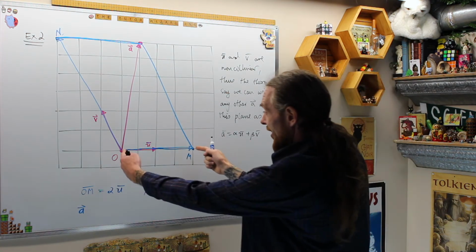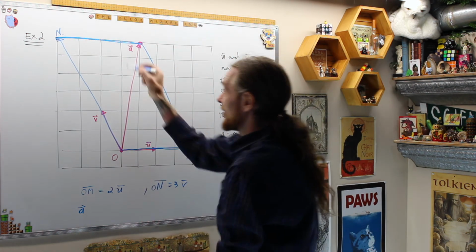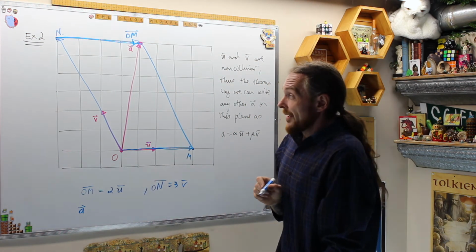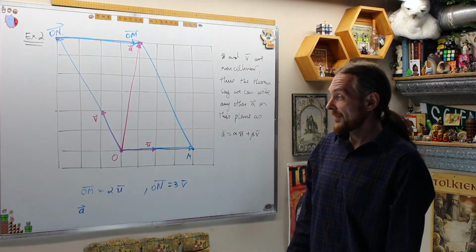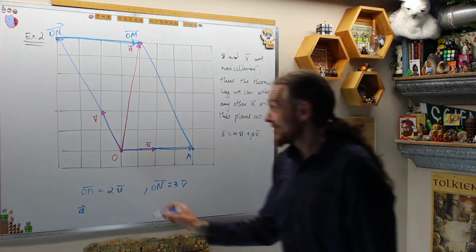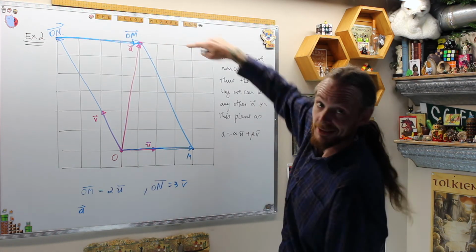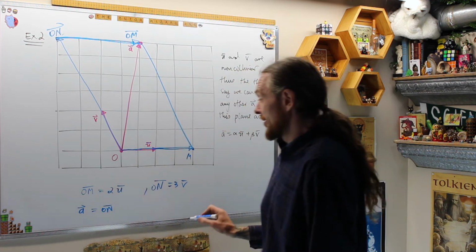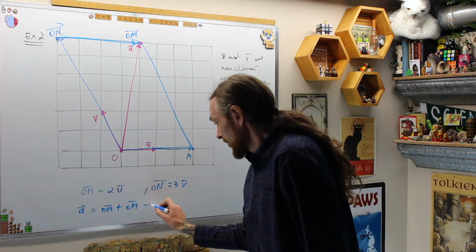Notice that if I translate this vector, it has the same direction as this vector and they have the same magnitude, so this is also OM, and this is now the vector ON. And so what does that say? That actually says that A, by definition, is this vector plus this vector. So this A is ON plus OM, which you'll see in a second.